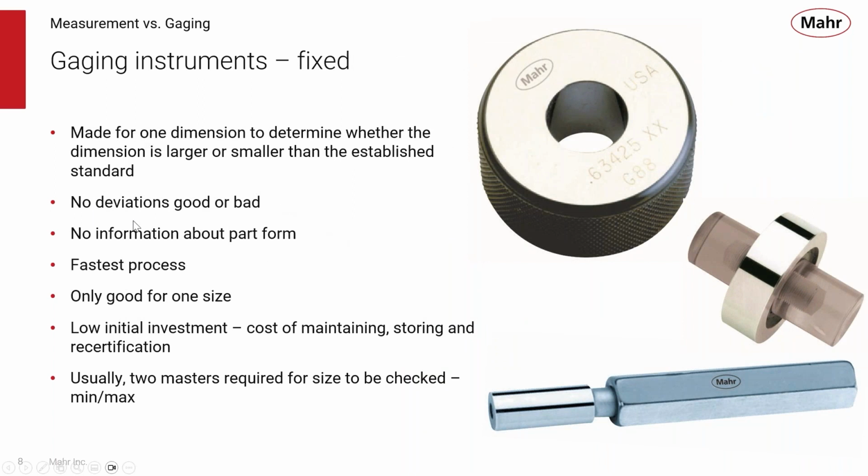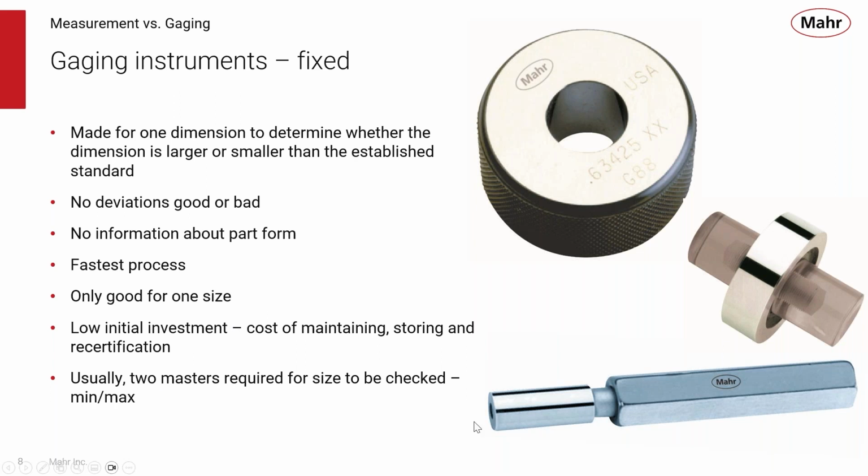These are made for one dimension. There's no deviations from good or bad. There's no information about the part form. It's going to be the fastest process, and they're always good for one size. While they do have a low initial investment, they are going to be more expensive because you do have to maintain them over the long run.